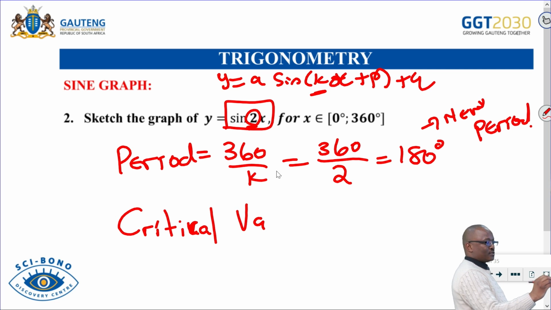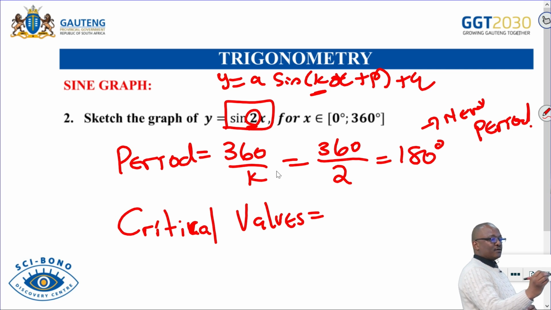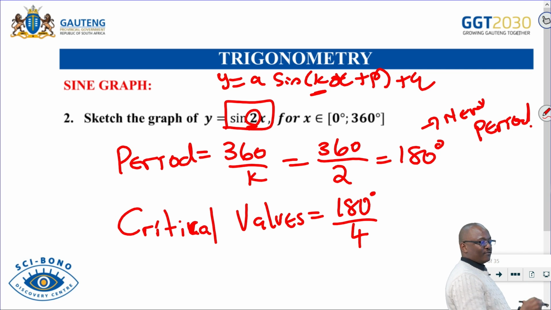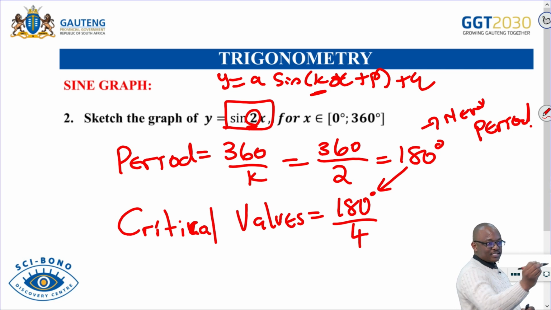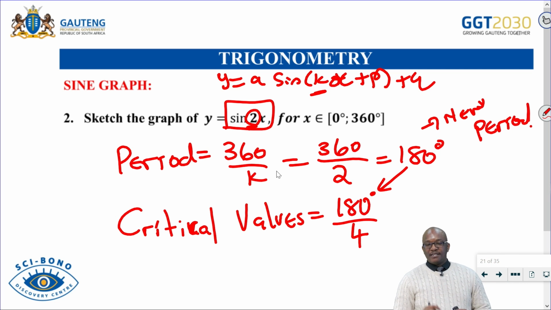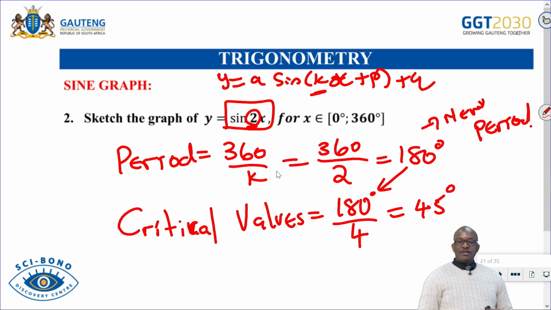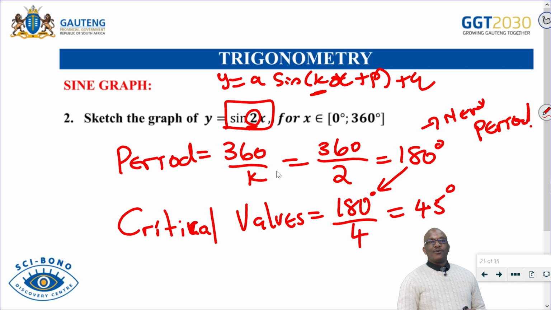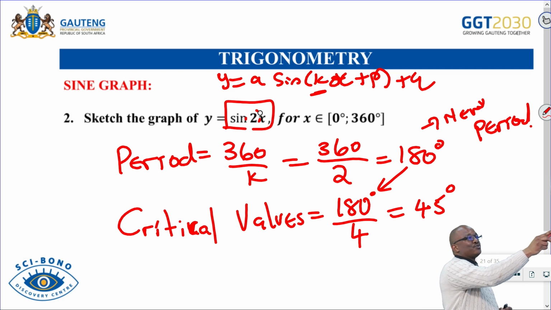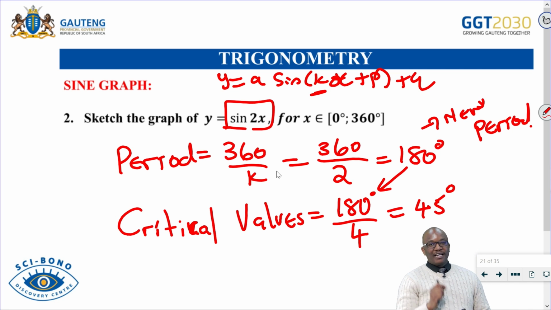So now, if you want critical values, we're going to say 180 divided by 4. Remember, you always take the period and you divide it by 4 to get your critical values. So your critical values in this case are going to be 45 degrees. Then what does it mean? It means this graph of sine 2x goes with an interval of 45 degrees.